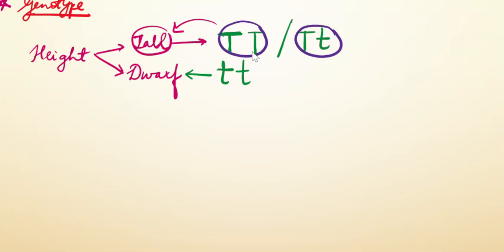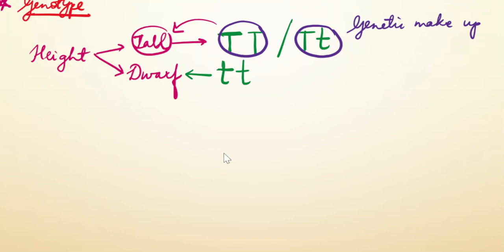This is at gene level, and it is known as genotype, meaning what type of makeup it is having. We can say genetic makeup, in short. So what genetic makeup it is having at gene level, that is known as genotype. Capital T for tallness, or it can also be capital T, small t for tallness. So this is genetic makeup.